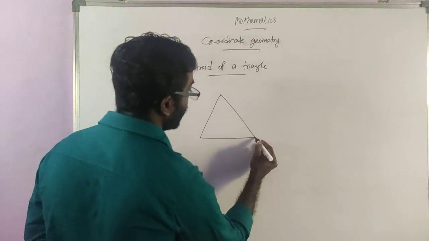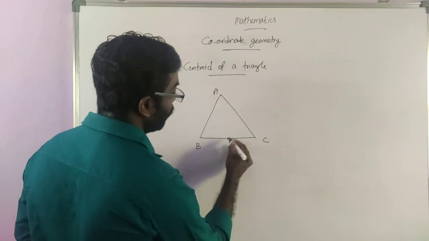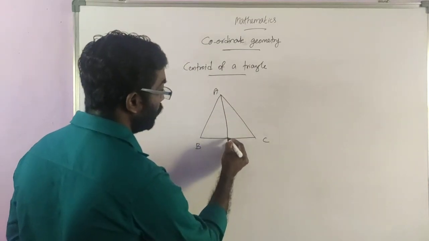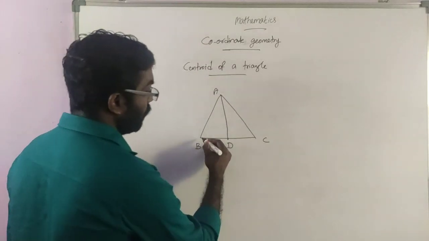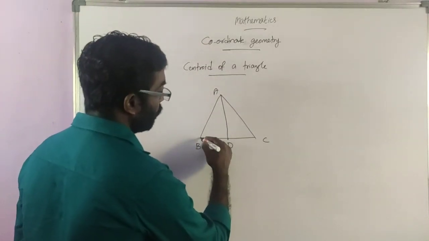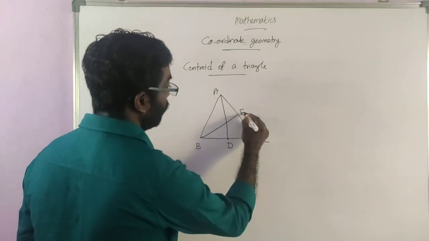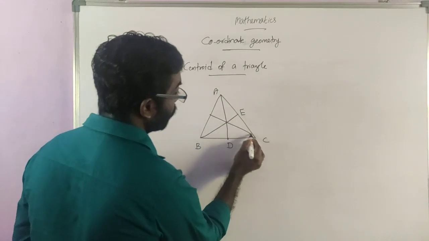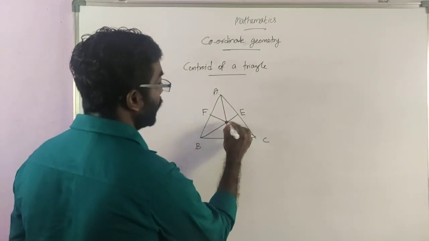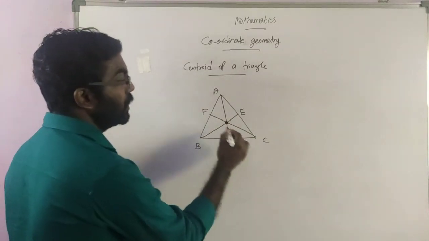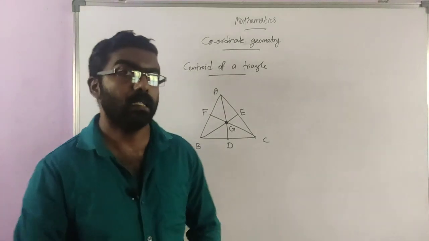If ABC is the triangle, and we can mark the midpoint of BC as D and join AD. So AD is one of the medians, and we can draw a line from the vertex B to the midpoint of its opposite side, BE, and CF. Okay, here all the 3 medians intersect at a common point, and it is known as what? Centroid. We can denote it using the letter G.